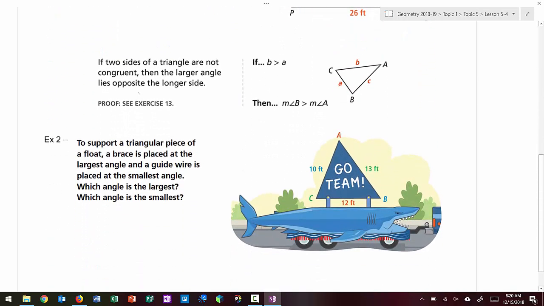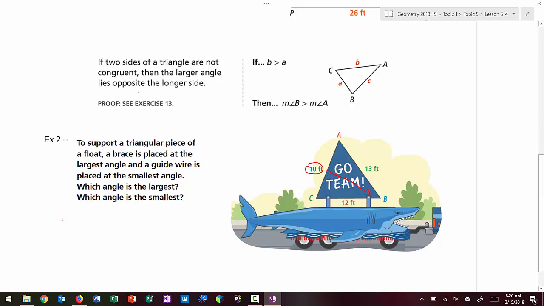So if we look at this example here, I'm going to switch colors so we can actually see what I'm writing. It says to support a triangular piece of a float, a brace is placed at the largest angle and a guide wire is placed at the smallest angle. And they want to know which is the largest and which is the smallest. They gave us the side lengths. We can use those side lengths to identify where the smallest, the middle, and the largest angles are. So if we look closely, our shortest side is this 10-foot side. So that's going to be straight across from angle B.